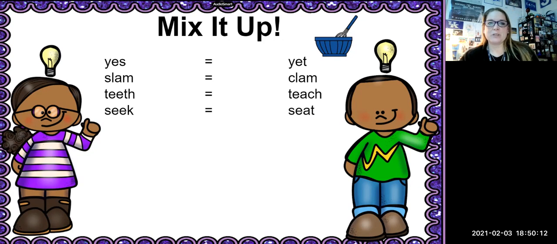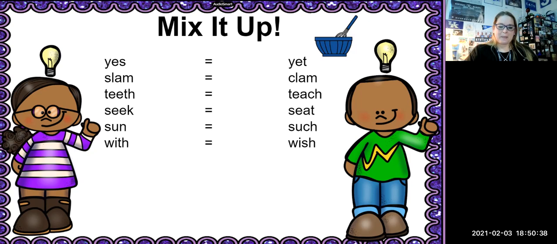Very good. The next word is the word sun. Sun. And we're going to change the n to ch. What's the new word going to be? Such. Very good. Our next word is the word with. With. And we're going to change the th to sh. The new word is wish. Very good. Our next word is beg. Beg. And we're changing the eh to ih. The new word is big.